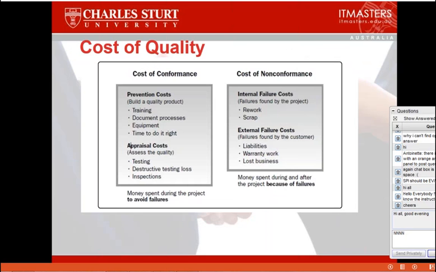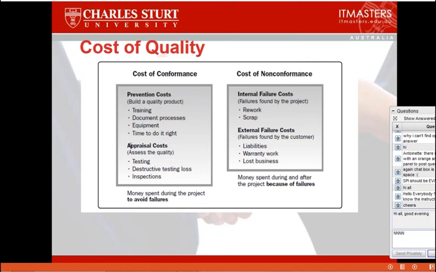Moving along to this concept of cost of quality. Essentially, in quality, there are 2 costs. One is how much do you pay to make sure that you prevent errors and defects arising in your project. That's called the cost of conformance. So you're preventing by training people, making sure that you have the right equipment, documenting your process, etc. You've got appraisal costs. That's all the money you're spending to prevent things and making sure that you've got the right process in place.